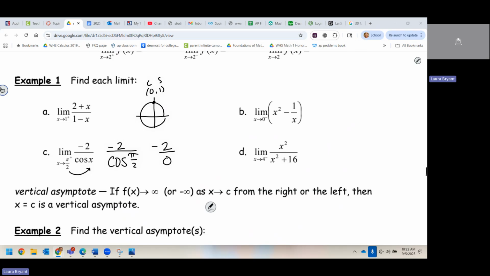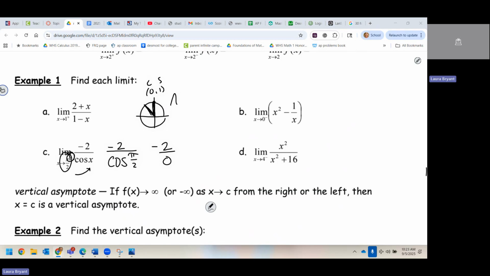When I plug in to the right of pi over 2, there are two ways you can consider this. I'll show you both. To the right of pi over 2 means an angle bigger than pi over 2. You could say 3 pi over 4, but I'm not going to get that complex. Just something bigger than pi over 2. On my unit circle, pi over 2 is here, and something bigger than that would be over here. I know that looks like it's left and we're doing a right-sided limit, but that's because we're looking for something bigger than pi over 2.